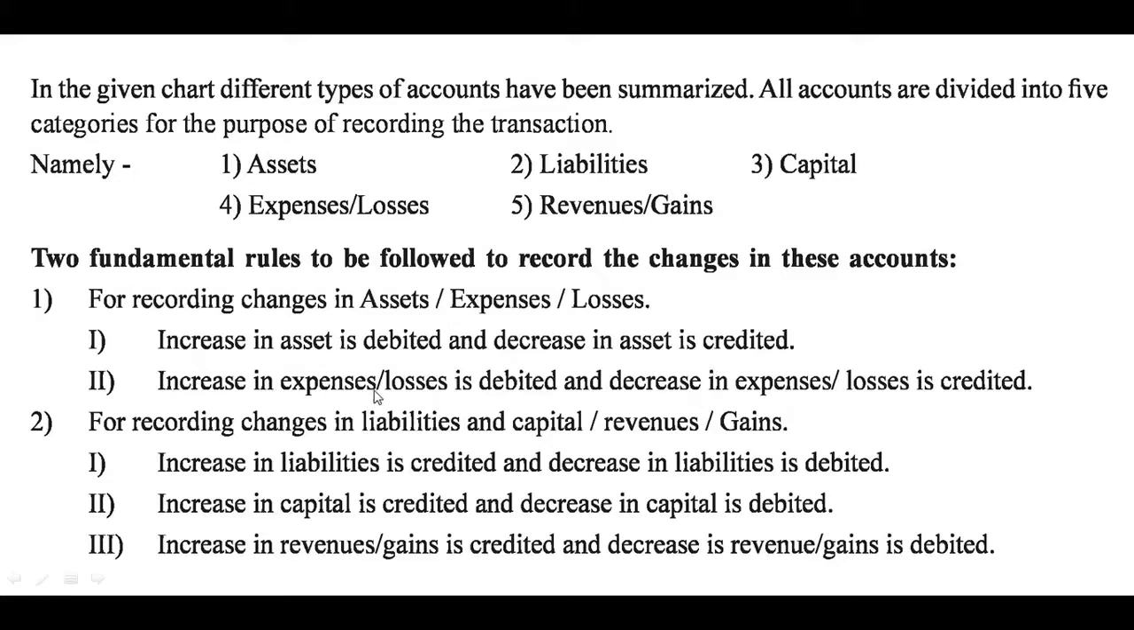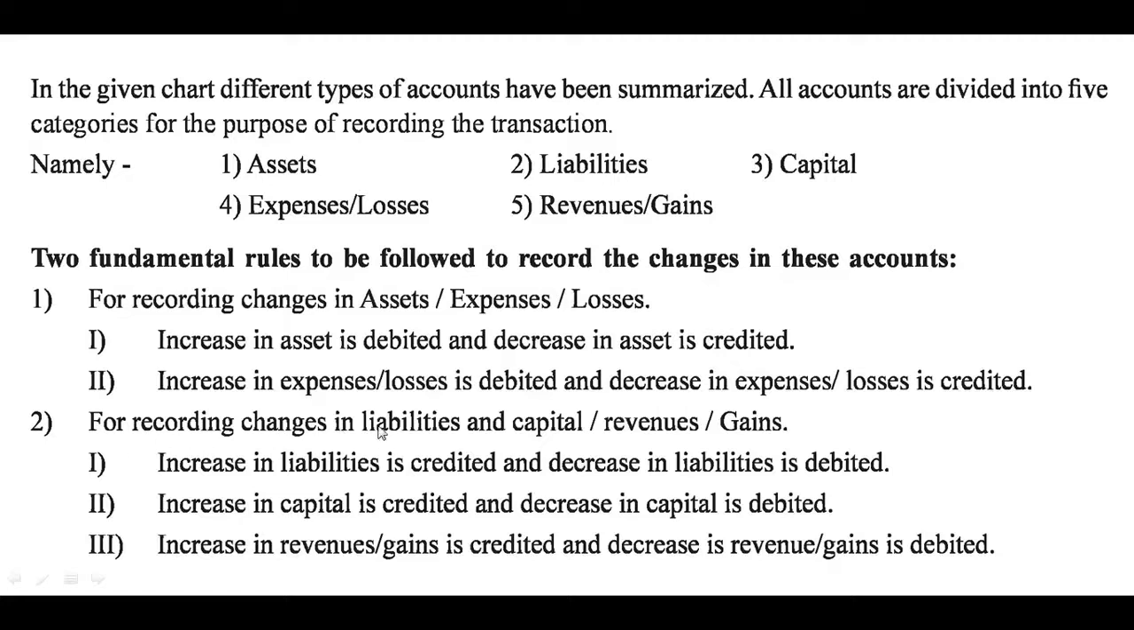Next, increase in expenses and losses is debited. Now expenses and losses is the nominal account and we have learnt debit expenses and losses. So normally all the expenses and losses are recorded on the debit side of the profit and loss account. So we have to follow this rule. Increase in expenses and losses is debited while decrease in expenses and losses is credited.